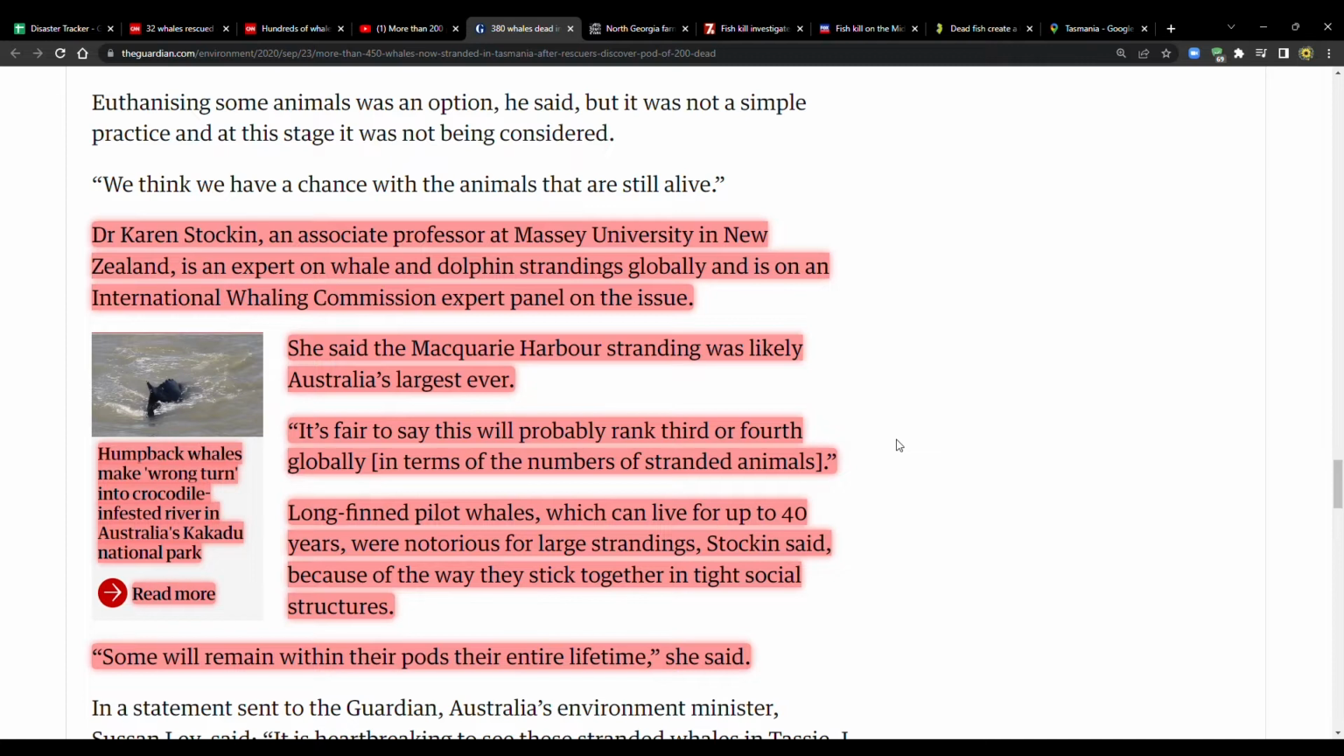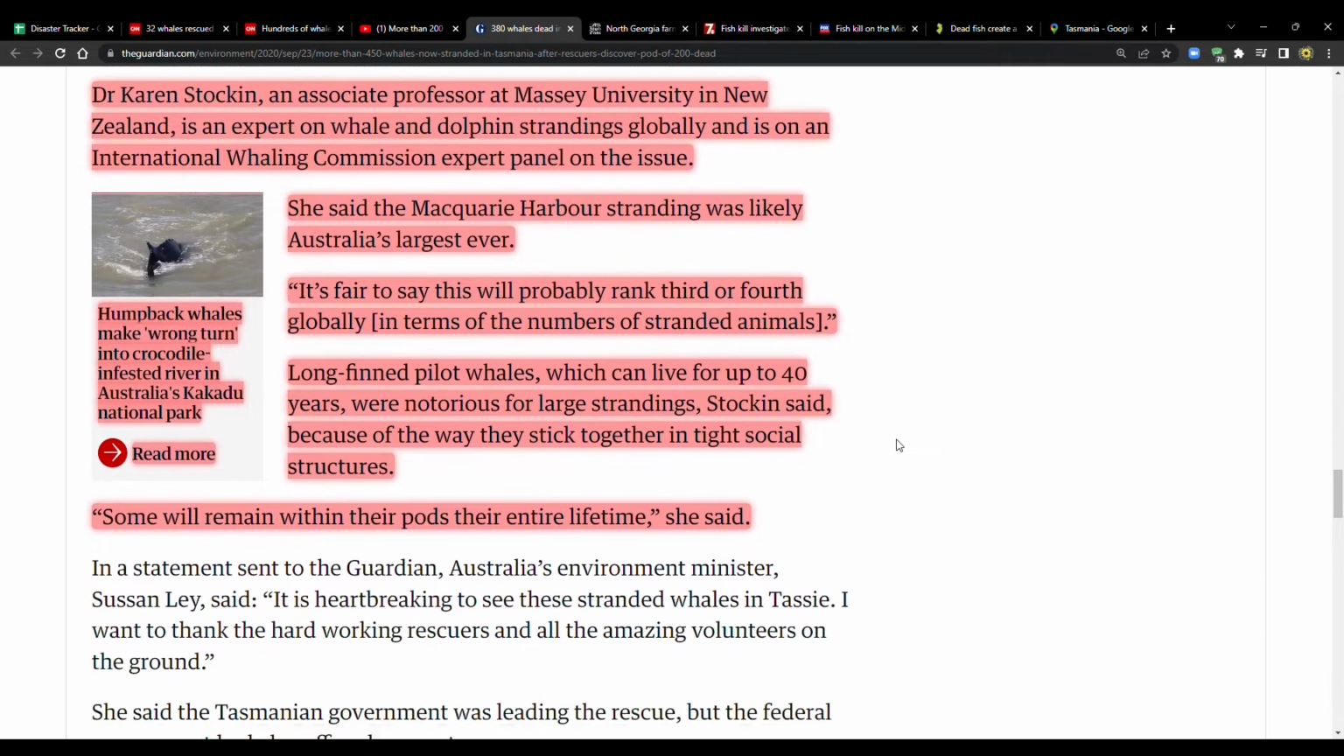Dr. Karen Stockin, an associate professor at Massey University in New Zealand, is an expert on whale and dolphin strandings globally and is on an International Whaling Commission expert panel on the issue. She said the Macquarie Harbour stranding was likely Australia's largest ever. Quote, "It's fair to say this will probably rank third or fourth globally in terms of the numbers of stranded animals."